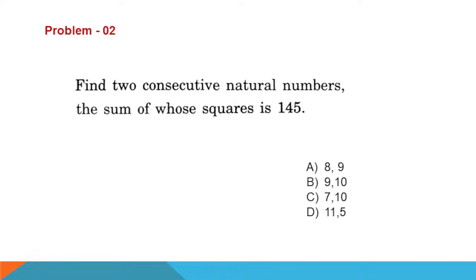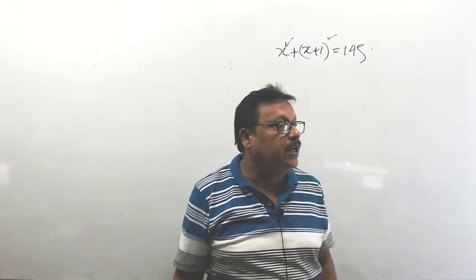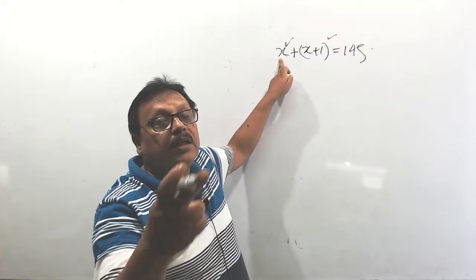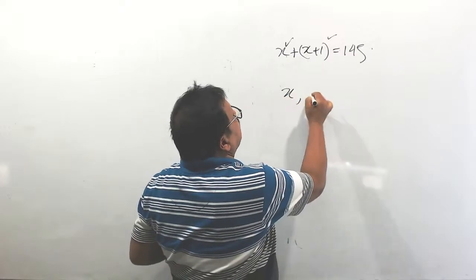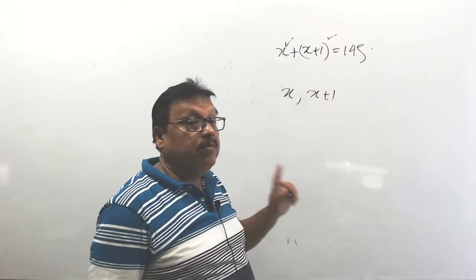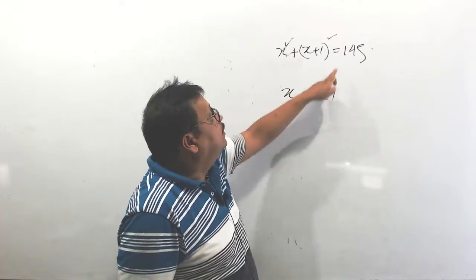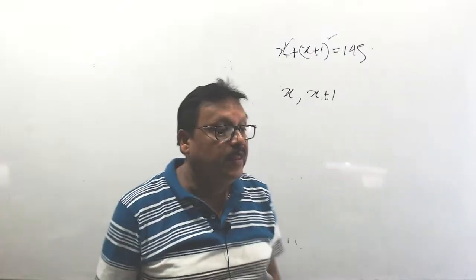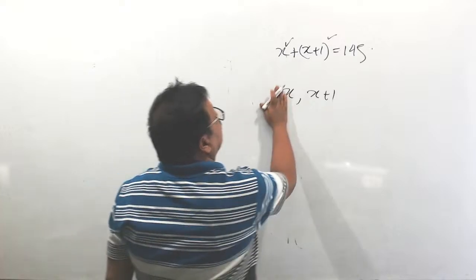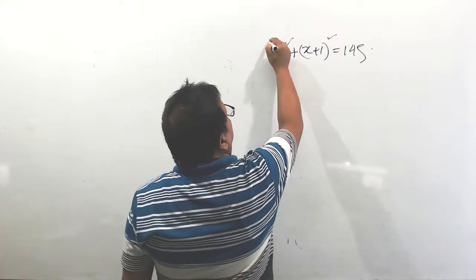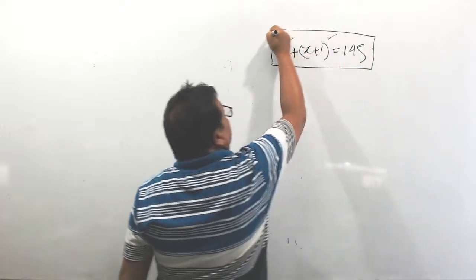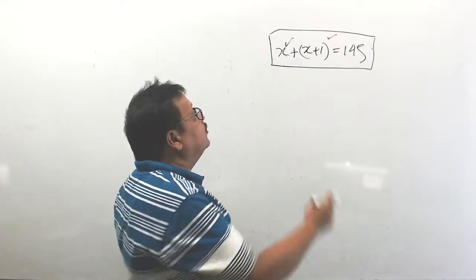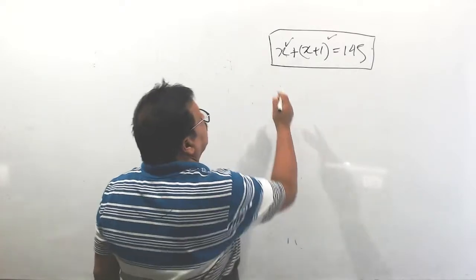See, if you consider the consecutive natural numbers, say one is x, so what will be the next one? x plus 1. If x, then the next one is x plus 1. The sum of their squares is 145. Isn't it? It is given 145. So, this is the formation of the story into one unknown. Here I consider one unknown only, that is x. Now you have to simplify this one.